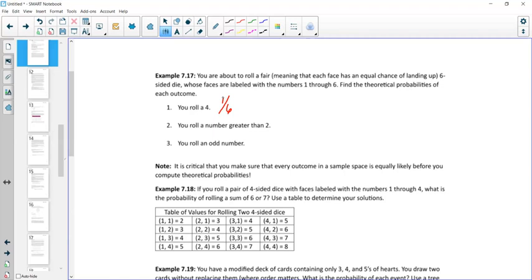Roll a number greater than 2. Well, how many numbers are greater than 2? That would be 3, 4, 5, and 6. So 4 of the 6 numbers are greater than 2, and we could reduce this to 2/3. You roll an odd number. How many odd numbers are there? 1, 3, and 5. 3 out of 6, and we could reduce that to 1/2.